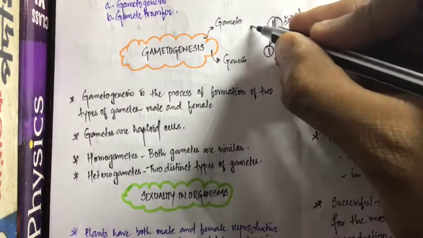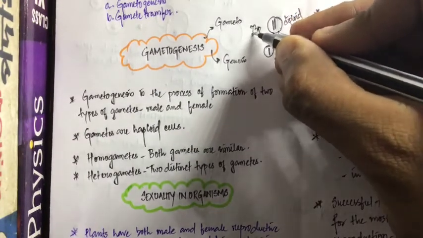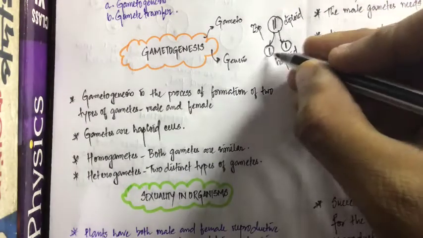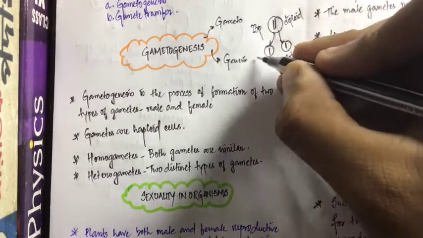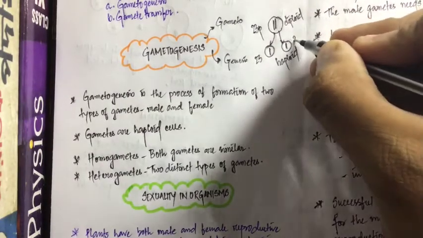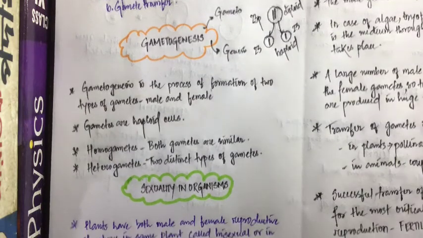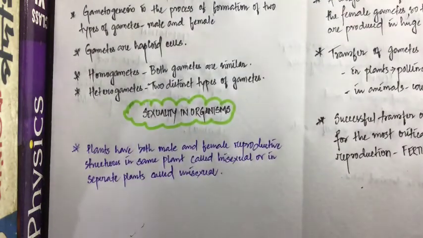For example, in humans, 23 pairs of chromosomes are found in a normal diploid cell. Now, in the case of gametes, how many chromosomes will be found? In each gamete, you will find only 23 chromosomes, not 23 pairs of chromosomes. Clear?